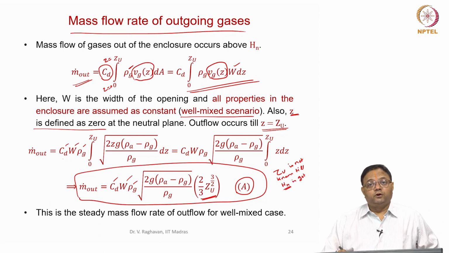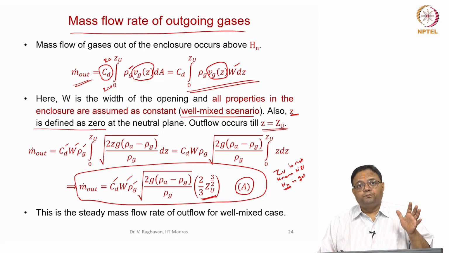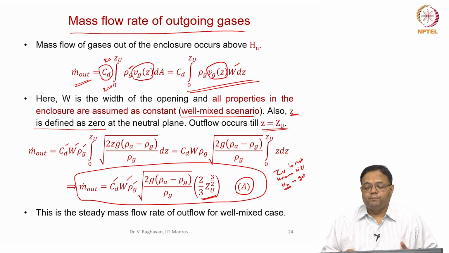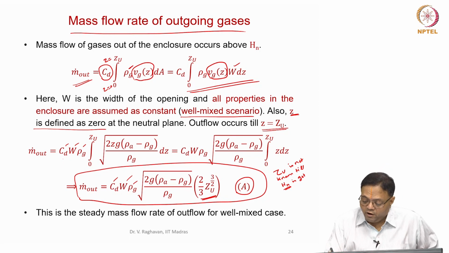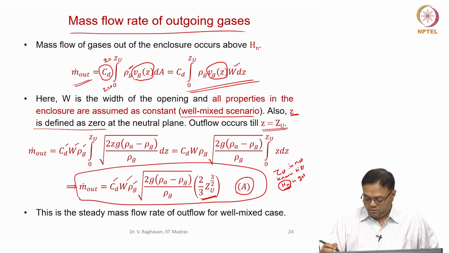That means if the neutral plane height is not known to me, Zu cannot be found, correct? The neutral plane is the origin now for us. So here you have to get some expression for the neutral plane, then only Zu can be got.